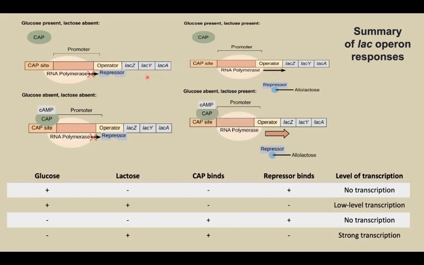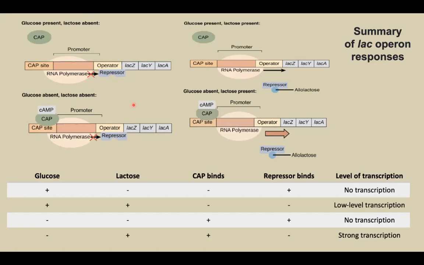Okay. Next one. When glucose is absent and lactose is absent. So, bila you tengok glucose absent saja, you dah boleh link dengan cAMP and CAP. So, dia akan bind to the CAP site. Okay, cuma when lactose is absent, akan ada repressor. Repressor akan bind to the operator. So, still tak ada transcription. Okay, kalau you perasan pattern dia dekat sini, repressor bind to the operator because the lactose is absent.